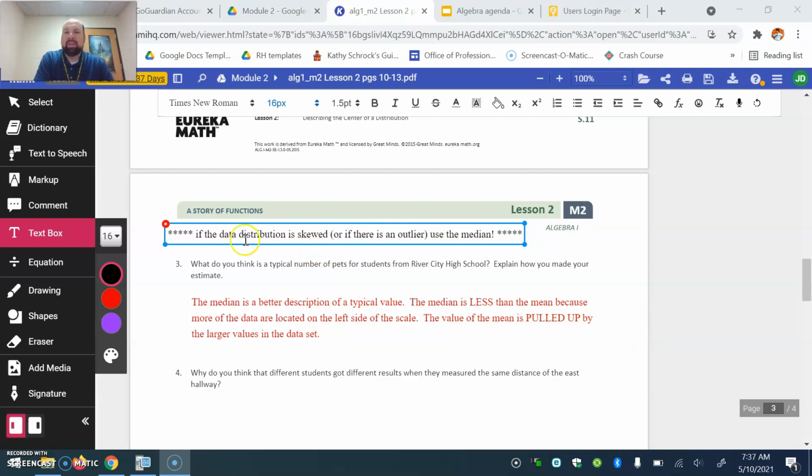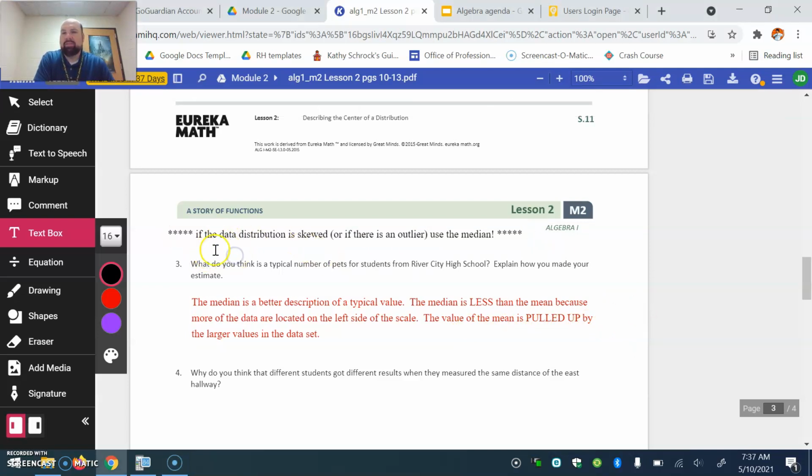Okay, so essentially, and I put this up at the top, if the data distribution is skewed, or if there is an outlier, and that's one of our vocabulary terms, we're going to use the median to help us make our decisions. If it's a symmetrical distribution, then the mean is the best way to go. However, usually the median is pretty close to that, so either one would be fine.